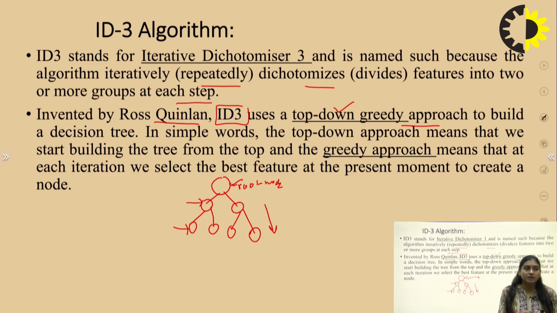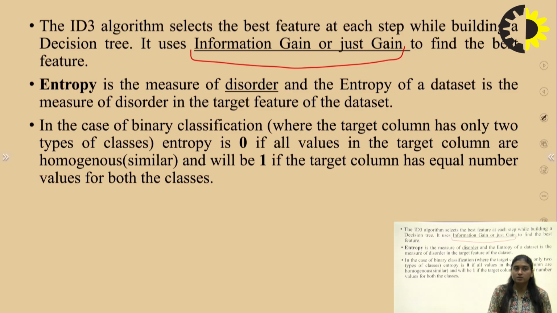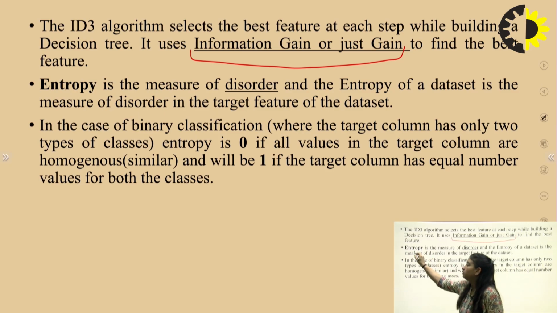And greedy means that at each iteration, the algorithm selects the best feature at that present moment to create a particular node. Now, the ID3 algorithm selects the best feature on the basis of some parameters. So, at each step while building a decision tree, it uses the information gain or just gain to find the best feature. So, it's quite important here to understand this term, what is gain or what is information gain. And the other important term is entropy.